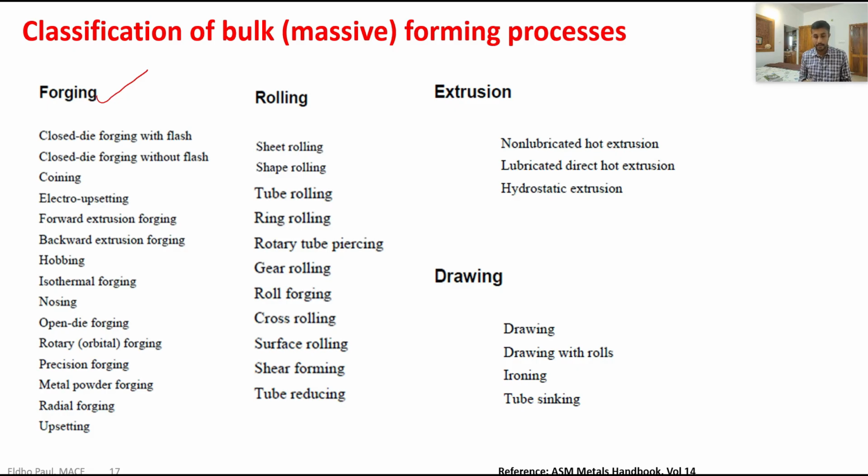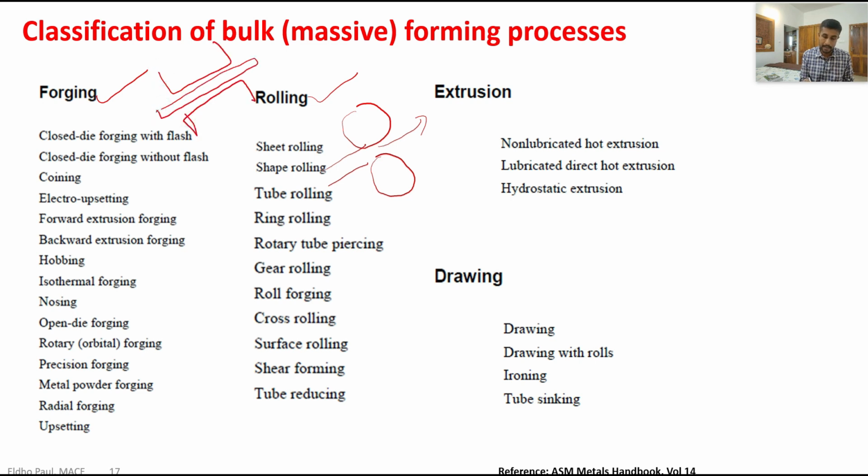The next one is the rolling operation. In rolling, we use rollers to change the raw material shape according to our requirement. In forging operations, we apply compressive force using dies. They may be flat dies, or according to the requirement, we can make cavities on the die. So two dies are used to apply the compressive force, but in rolling, we use two rollers to apply the compressive force.